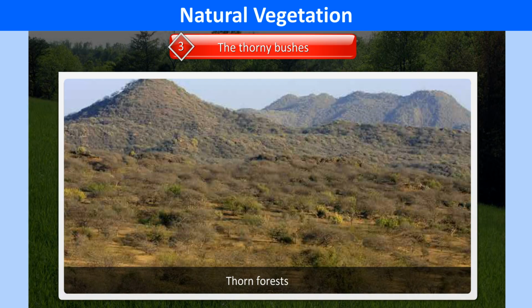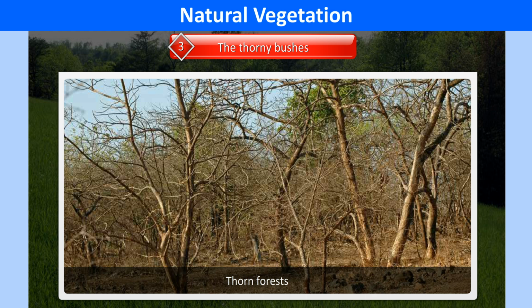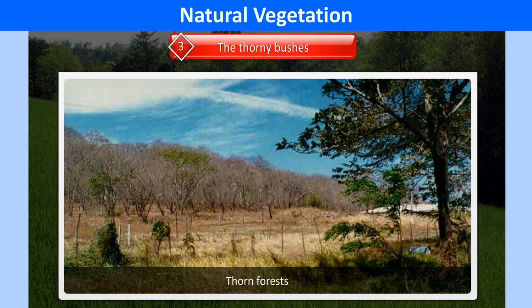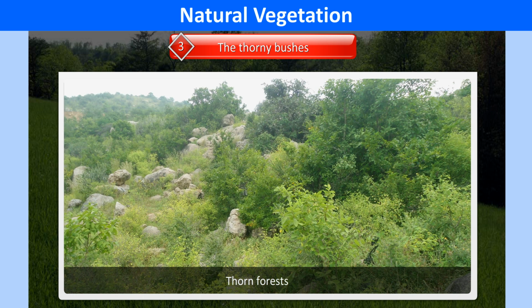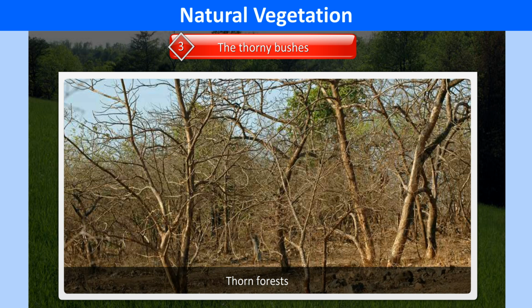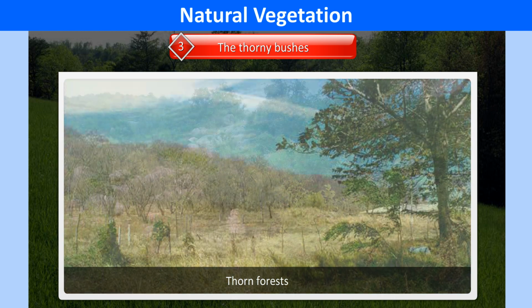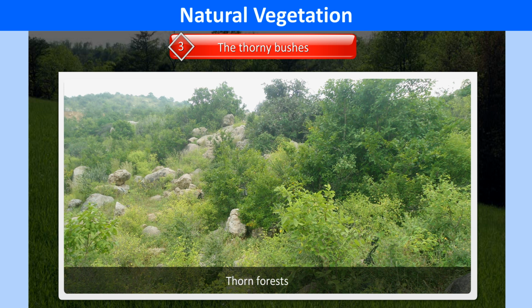The thorny bushes. These are mostly found in areas where the average annual rainfall is less than 80 cm. The trees in such areas are widely scattered with bushes and shrubs in between. Babool and kikar are the main trees. Wild palms are common in wetter areas. Even the small trees have deep roots, thick skins, and long thorns.